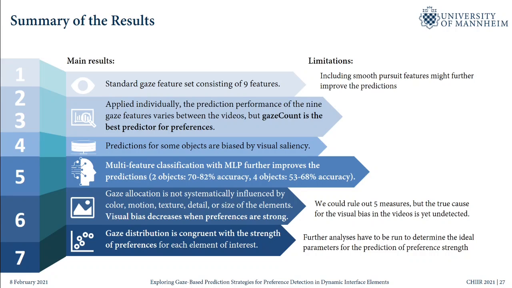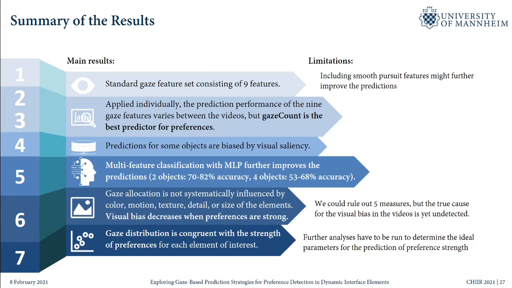We further found evidence that visually salient factors influence gaze allocation and that machine learning classifiers deliver better predictions by, on the one hand, using multiple features, and, on the other hand, accounting for the baseline gaze allocation for a video. We are quite confident that the visual bias does not stem from color, motion, texture, detail, or size of the elements, but we still have to conduct further tests to detect the true causes for the visual bias.